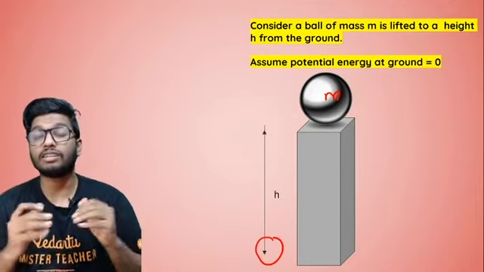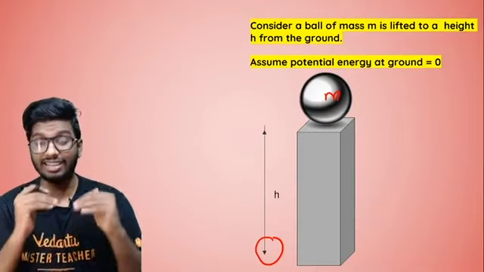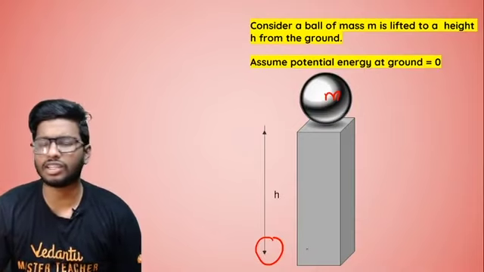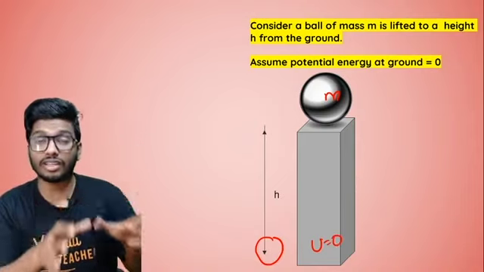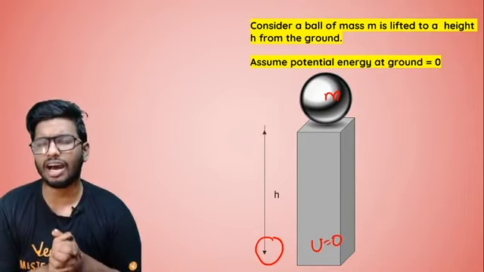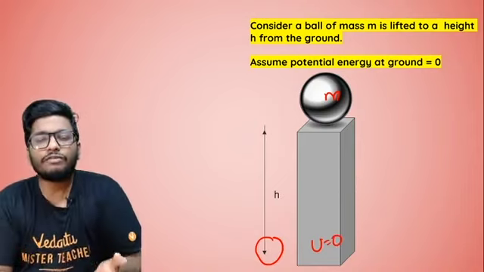So let's say that the potential energy at the ground itself is zero. So potential energy, which is denoted as U, let's say that it is zero when it's on the ground. Now, when you're lifting it up to a certain height, you're doing some work, right? So there is some sort of work done. Now, in this case, what is the potential energy? The potential energy is nothing but the work done.